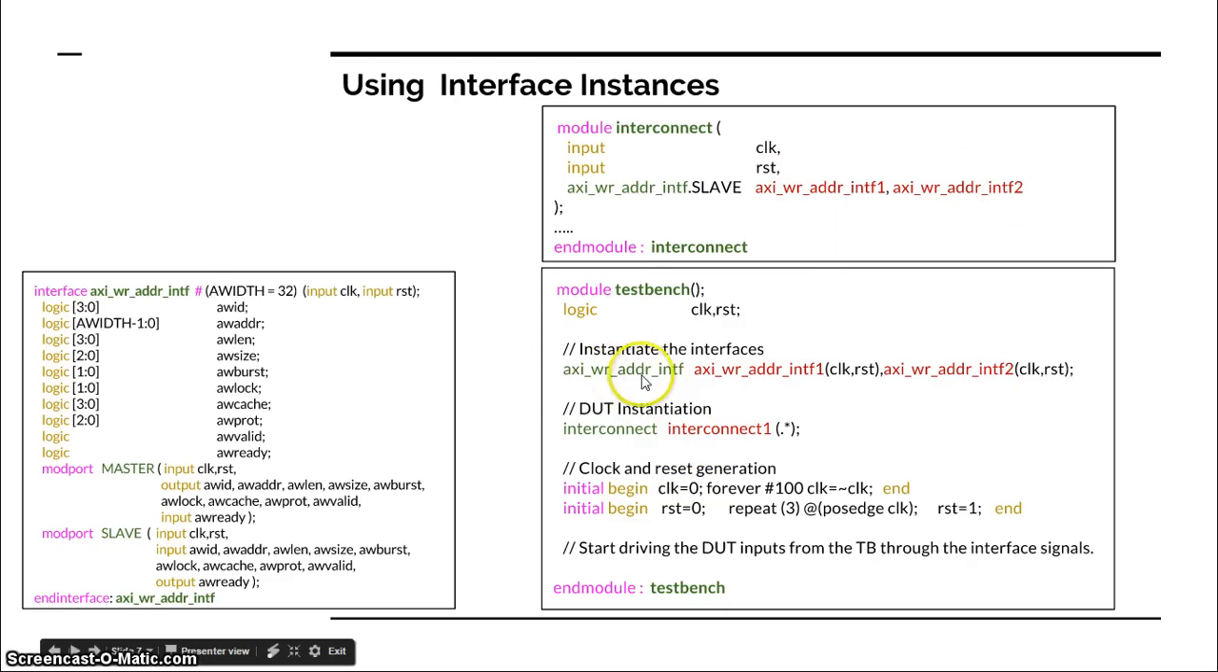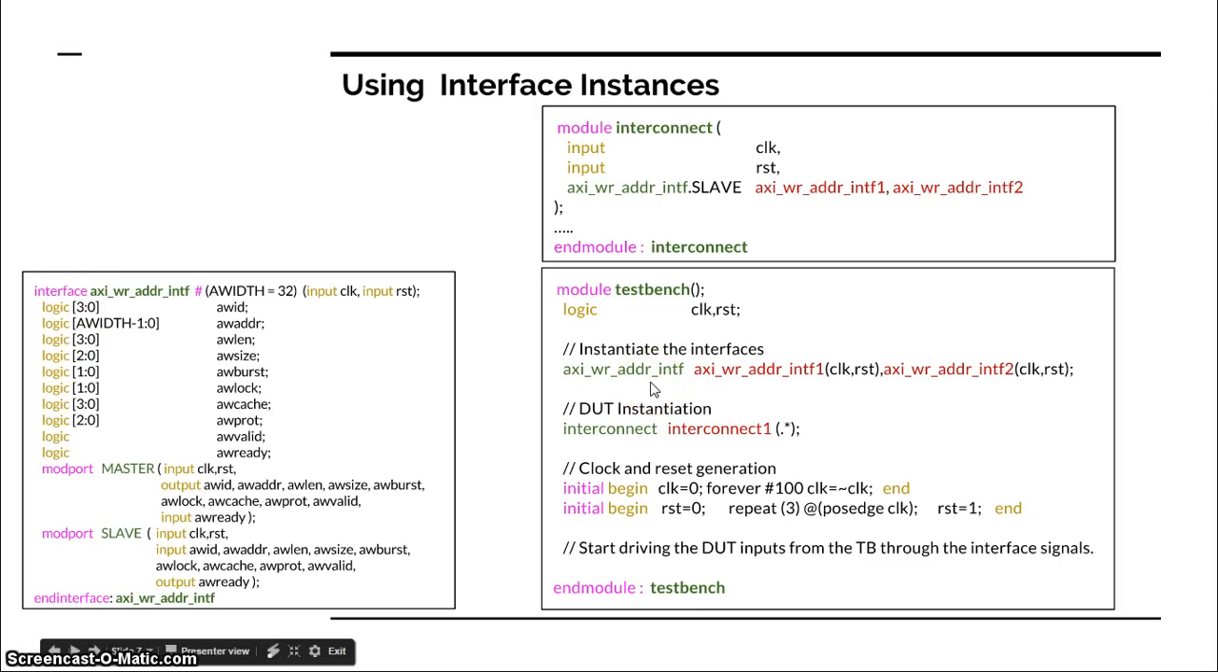The AXI WR ADDR INTF is instantiated twice here with the appropriate ports, and when you drive these signals, you need to drive them like interface dot the signal name. Thus, for example, if you want to pass a particular AWID to the first AXI write channel, then you should pass it like AXI WR ADDR INTF 1 dot AWID is equal to the particular value. Another point is, when you create the instances, you have to pass down the ports appropriately. So to this interface there are two signals passed as ports, and you need to pass them when you create the instance of the interface.